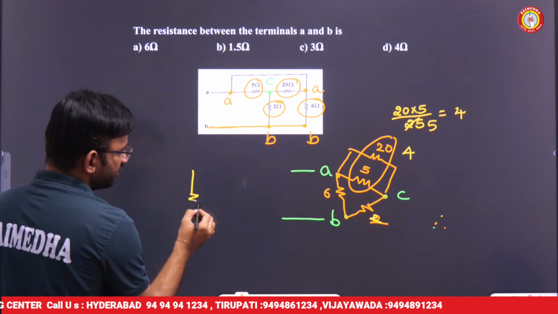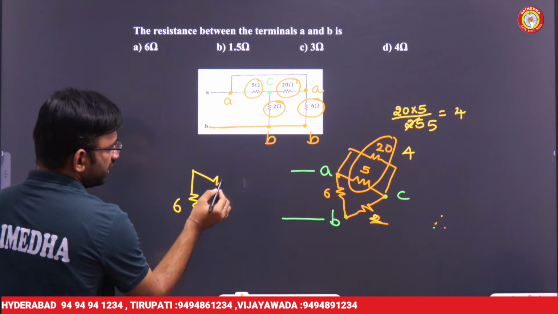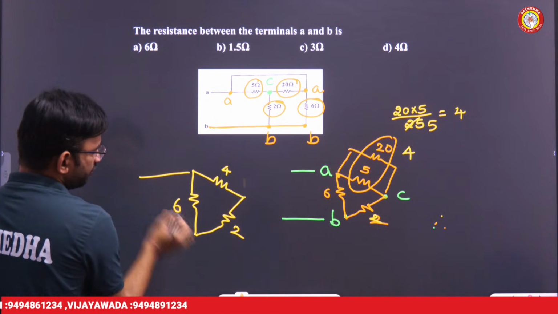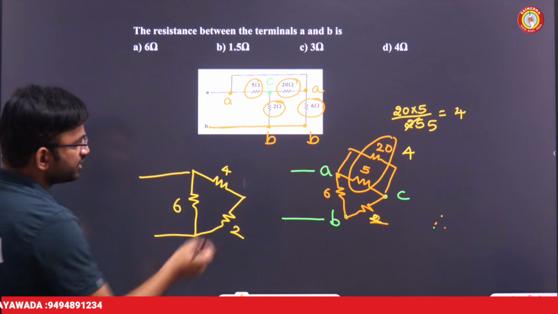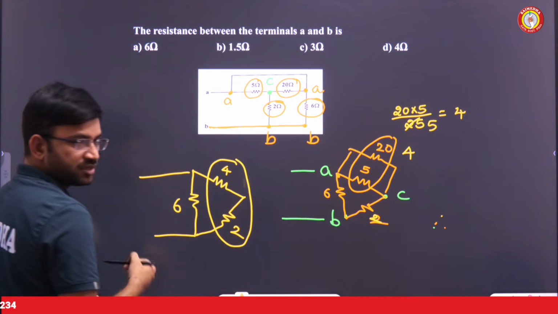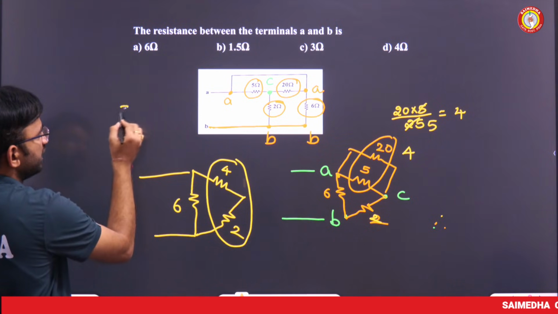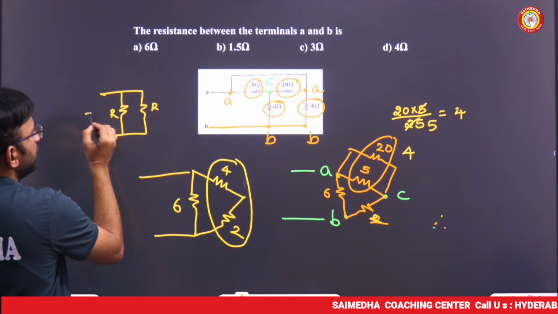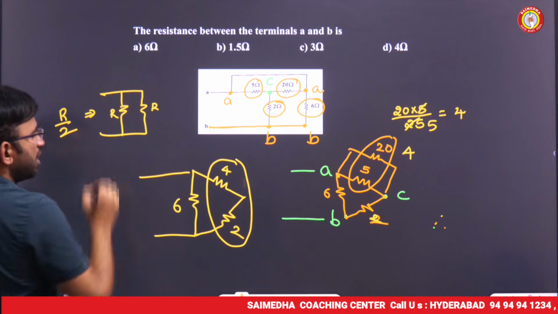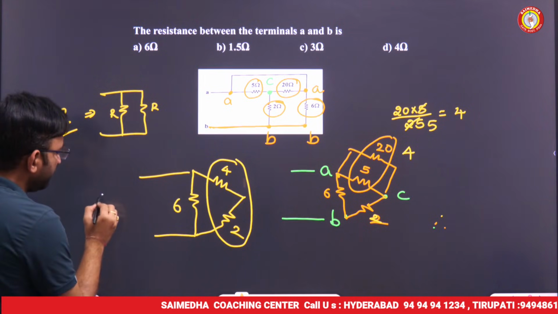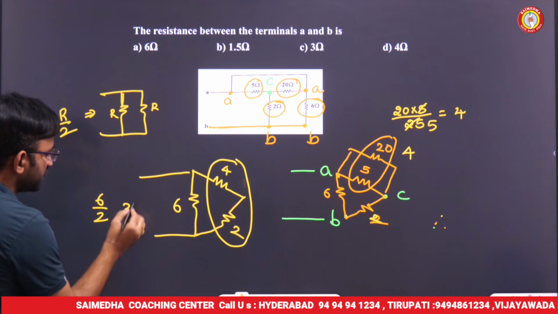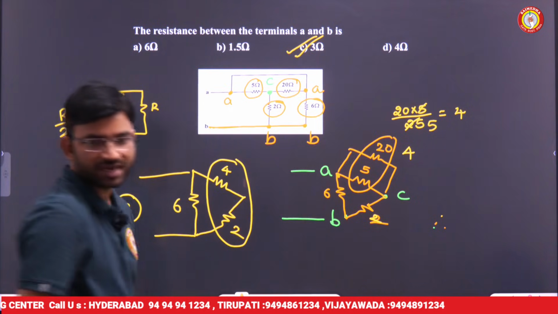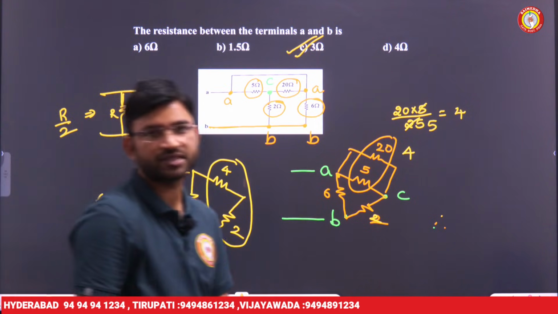Now try to draw the circuit again. This is 6 ohms, sir. Here it is 4 ohms, sir. Here it is 2 ohms, sir. We need to find the equivalent resistance. You already know, sir, 4 and 2 are in series. So 6 parallel 6: whenever two equal resistances R are connected in parallel, you will get the equivalent resistance as R by 2. So 6 parallel 6 will be equal to 6 by 2, which equals 3 ohms, sir. So option C will be the correct answer.